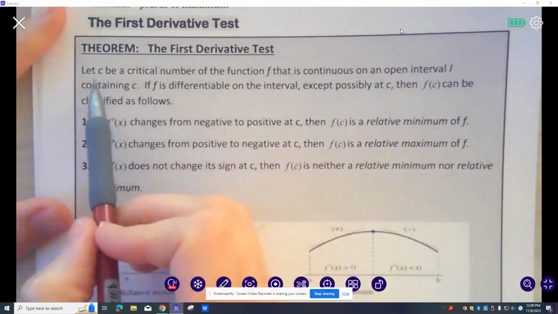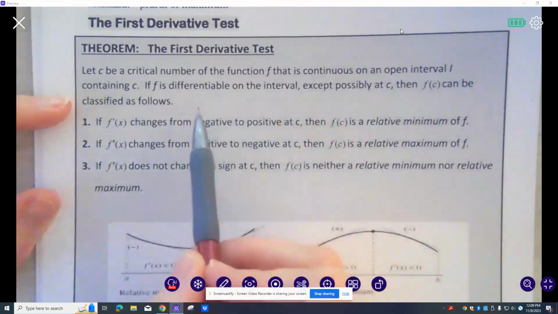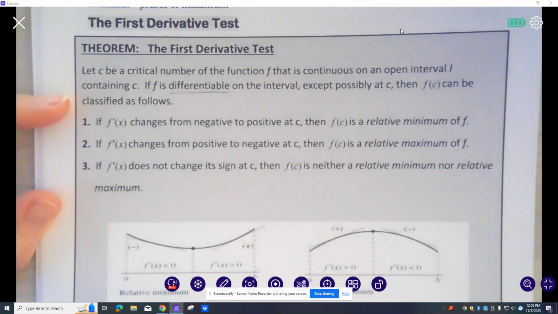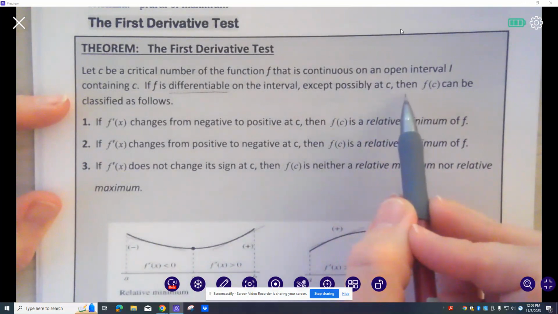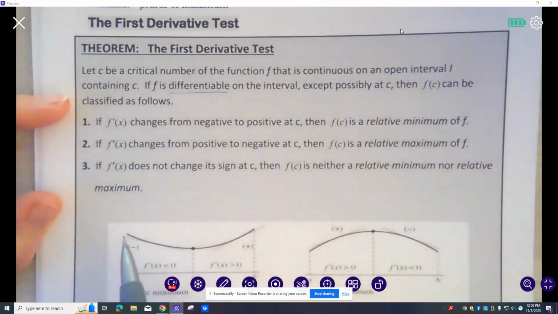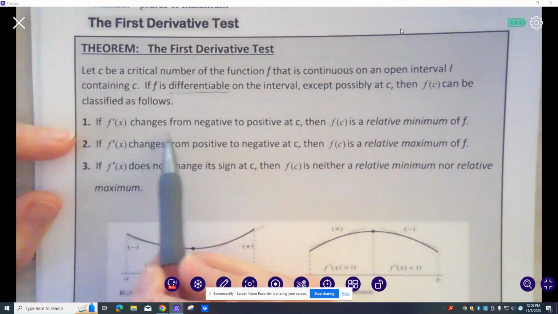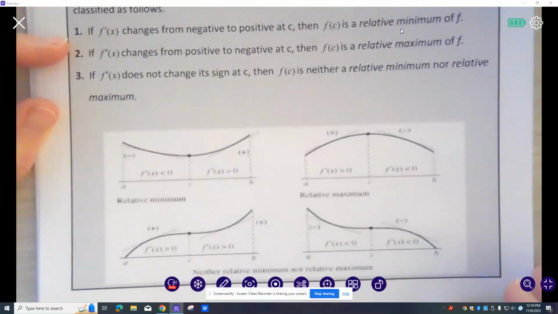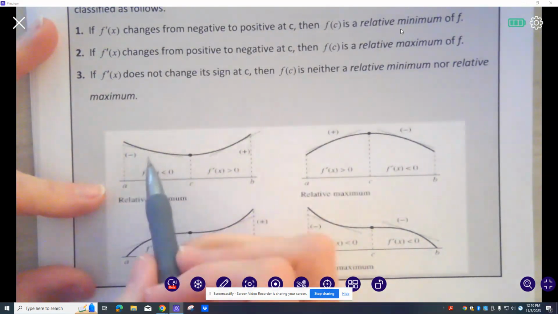So this says c is a critical point. You've already found your critical points where the derivative equals 0 or the derivative is undefined. On the open interval, f is differentiable, which implies that it's continuous, except possibly at c. Then f of c can be classified as follows. If the derivative changes from negative to positive, I'm going to go to these pictures here. So this would go with situation 1 up here.